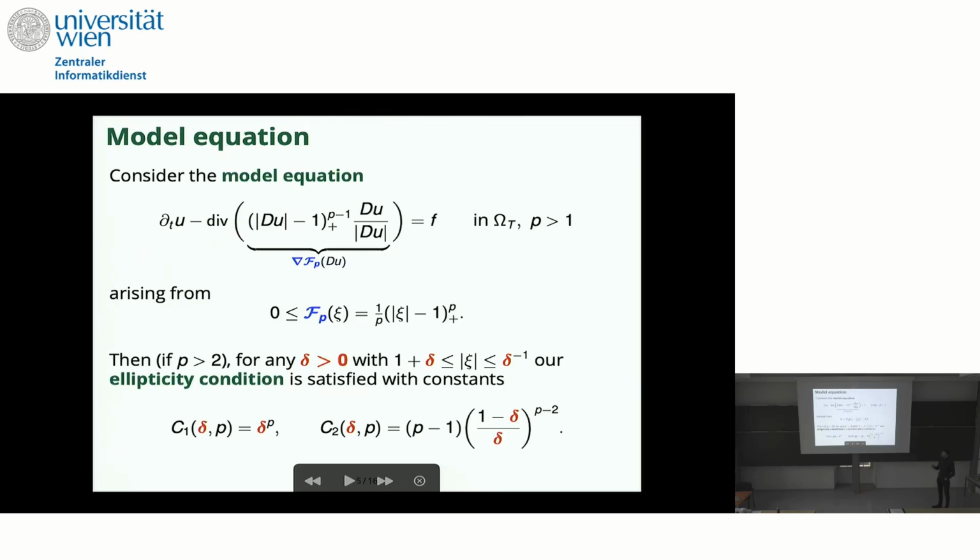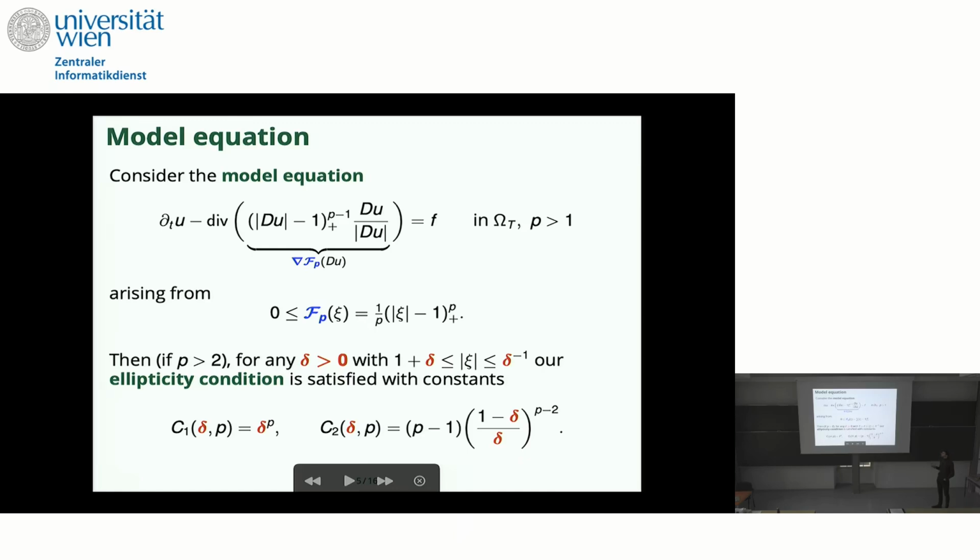Okay, so we need an example now. Let's consider the so-called model equation, where once again the vector field in the diffusion term is provided as the gradient of some positive function F, here denoted as F of p, for the usual growth parameter p greater than 1.